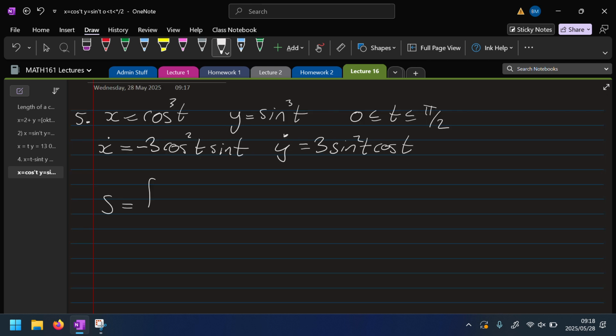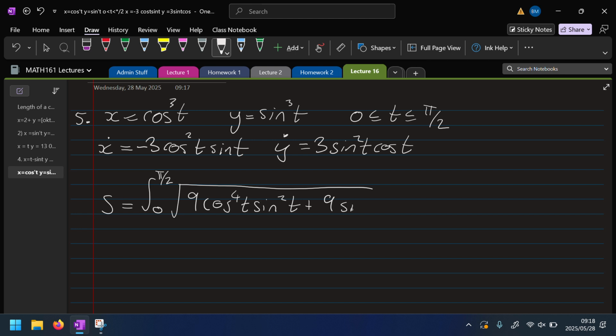So s is the integral from 0 to pi over 2. Then we've got the big root. x dot squared, so that's going to be 9 cos to the 4 t sine squared t, plus y dot squared, we get another 9 sine to the 4 t cos squared t. Okay, so we get this mess here.